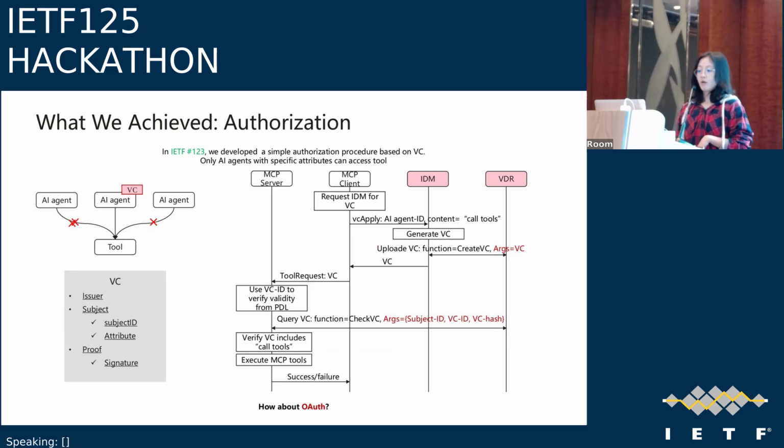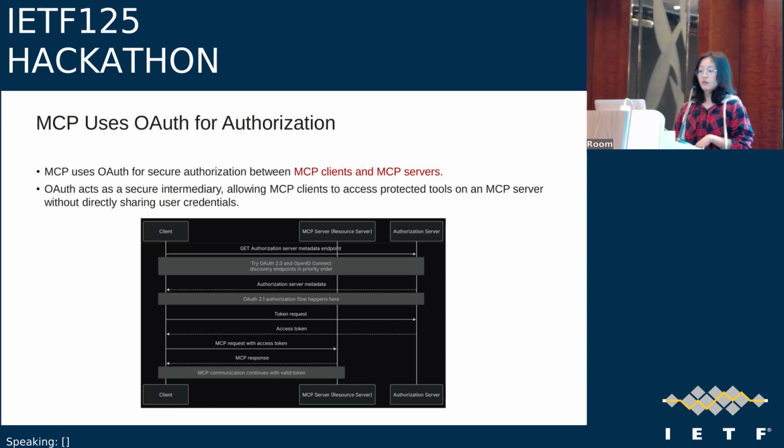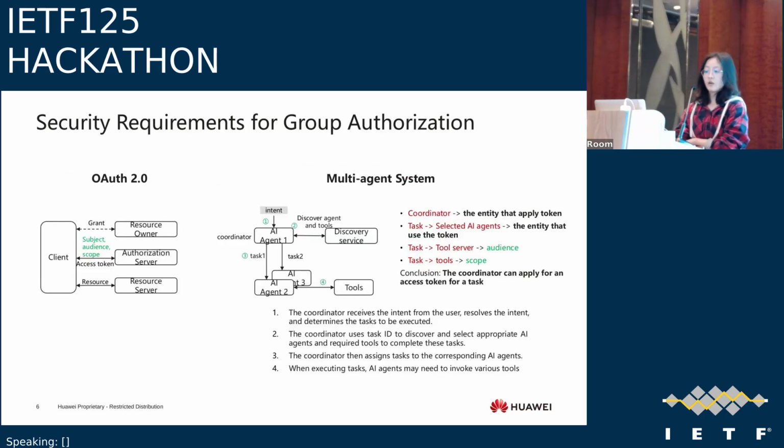Then we started to study OAuth. So MCP uses OAuth for authorization, and so does A2A. That's enough for a single agent to call tools. How about the multi-agent system? We think there may be more requirements for multi-agent systems. If every agent in a task group applies for an access token one by one to the authorization server, it will cost a lot of signaling link consumption and also burden the authorization server. So after analysis, we think the coordinator in an agent group can apply for the access token for the group.